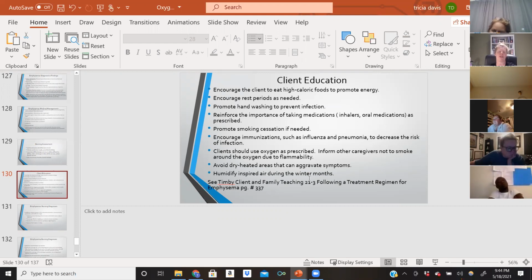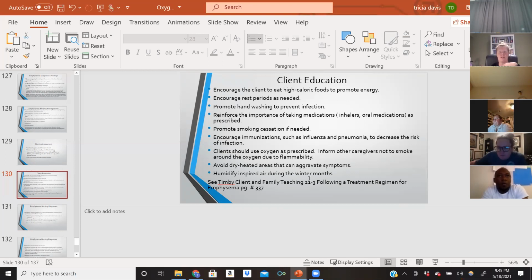Remember, we said as this progression progresses that we are going to see that they start to waste away. They lose weight. We want to encourage rest periods as needed. They might need a lot of them because it doesn't take a lot to get them winded. Even at rest, they have shortness of breath. We want to promote good hand washing to prevent infection. We want to reinforce the importance of taking your medications. So your maintenance medications, your rescue inhalers, oral medications.